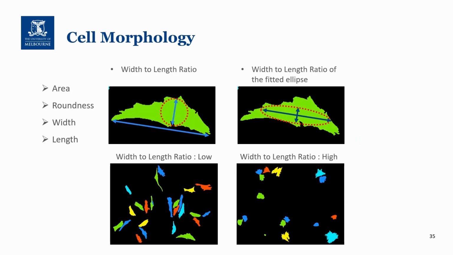There are many ways of quantifying cell morphology, such as measuring the area, roundness, width, and length of an object, or these can be combined to make more advanced measurements like the width to length ratio and width to length ratio when fitted in an ellipse. Here you can see an example of cell bodies with a low width to length ratio, which indicates that they are elongated, whereas cells with a high width to length ratio will be rounder.